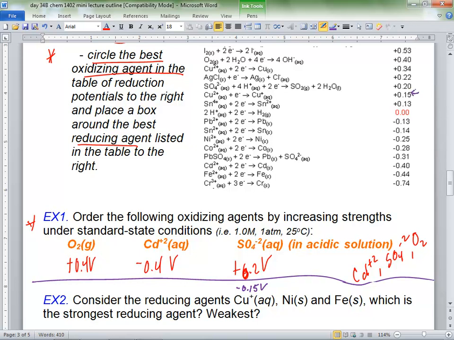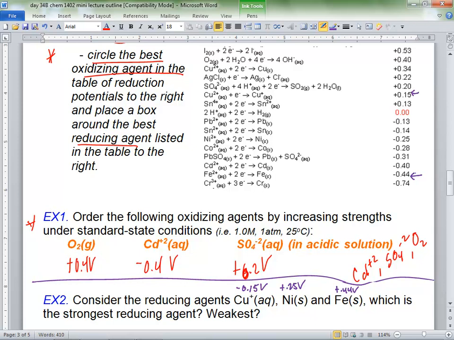There it was. How about the nickel solid, Victoria? What voltage did you put for that? Positive 0.25. Everybody agree? Good deal. And the iron solid, AJ? Negative 0.44. Everybody agree? Oh, you have to flip the sign though, right? Why do you have to flip the sign?